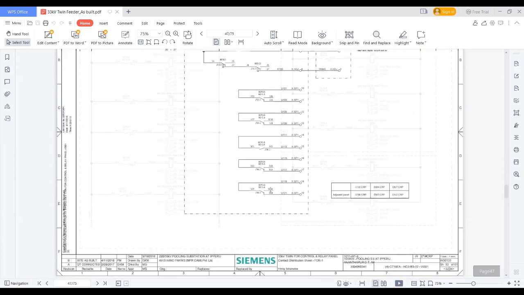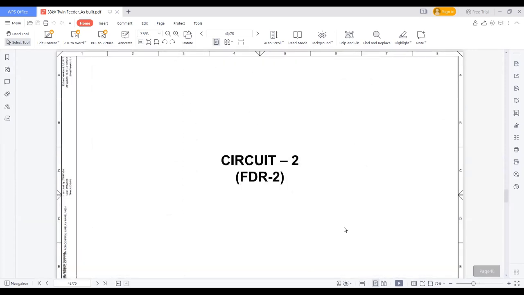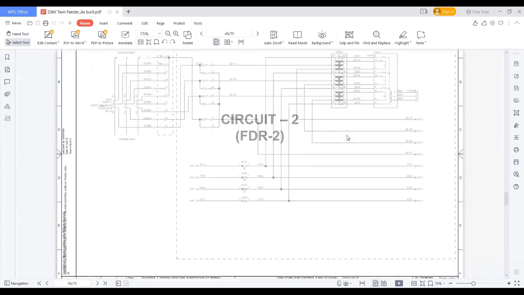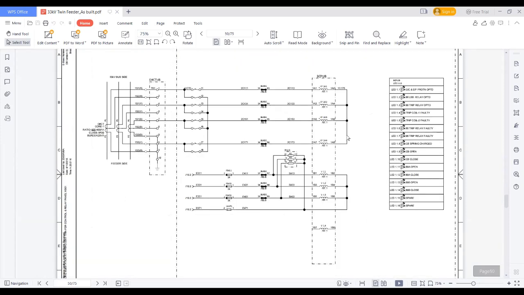And if you just scroll down, you move to circuit 2. Again, all the same things will be there, because two circuits are given in one feeder control and relay panel, in the context of optimization. So now let's talk about this. The same feeder 2 is also the same.